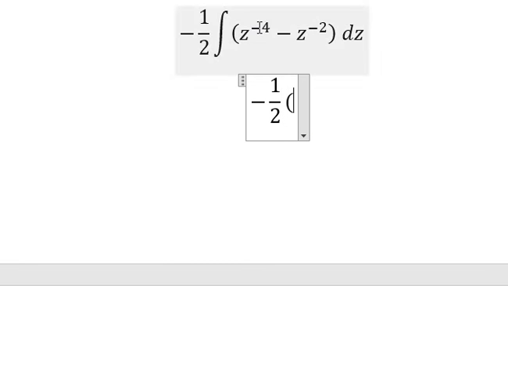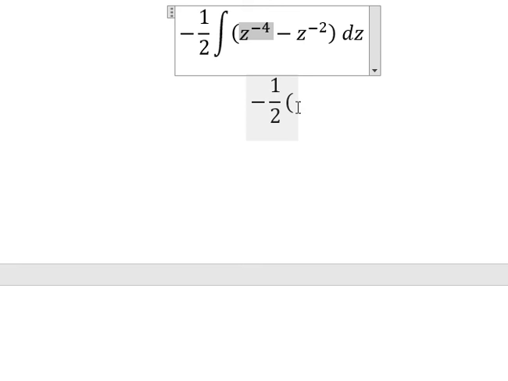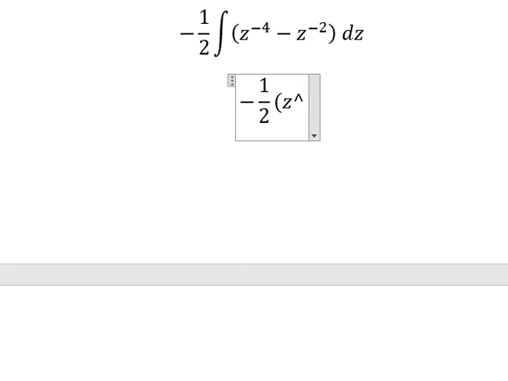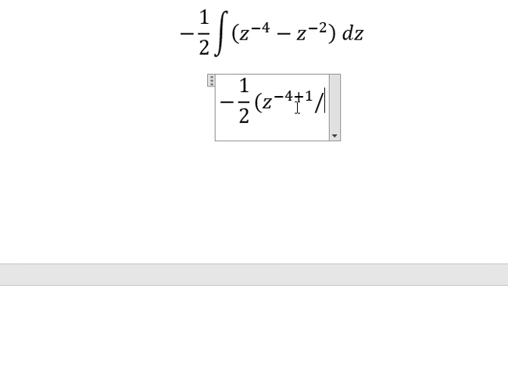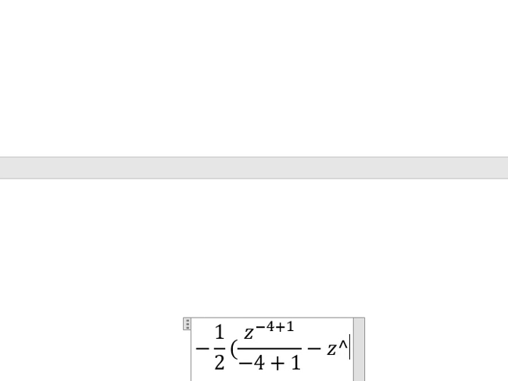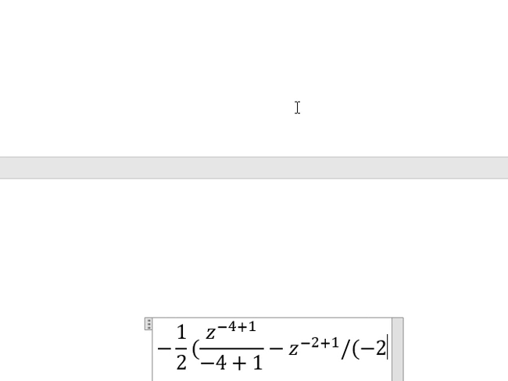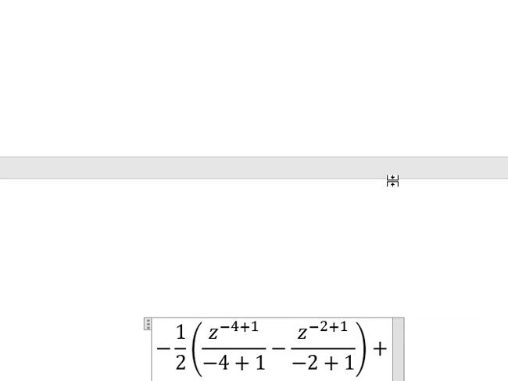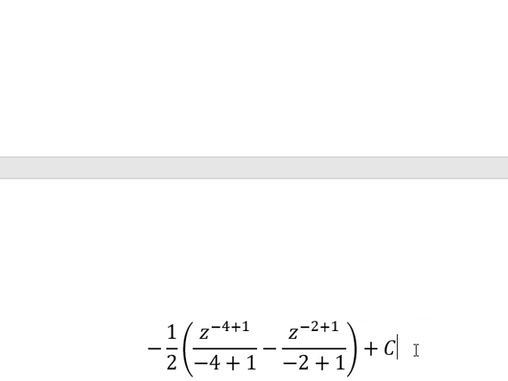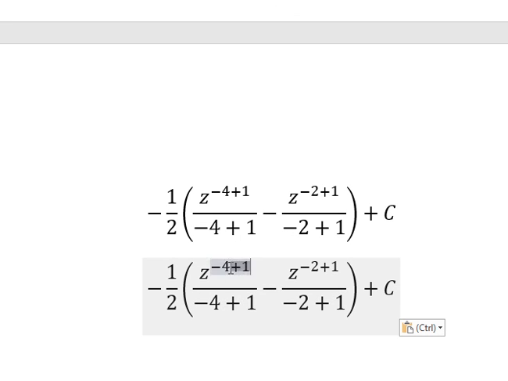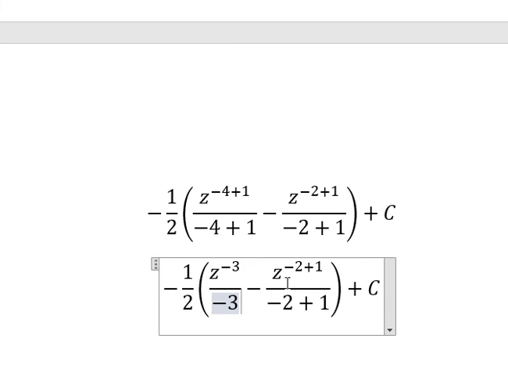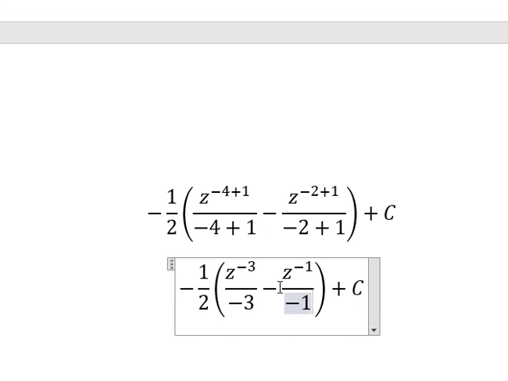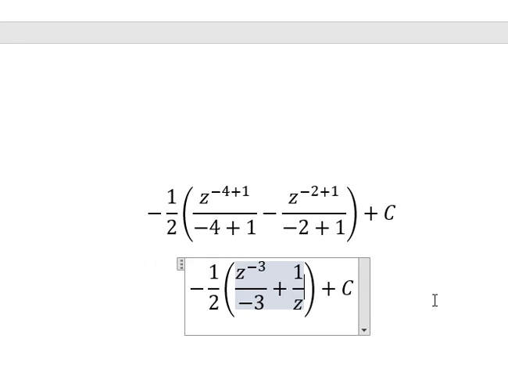The integration of z to the power of negative 4, we have z to the power of negative 4 plus 1 over negative 4 plus 1. Similar for the second one. And we put C. So this one we have negative 3, negative 3. This one negative 1, negative 1. So negative with negative, you get positive, and I can write it as 1 over z.